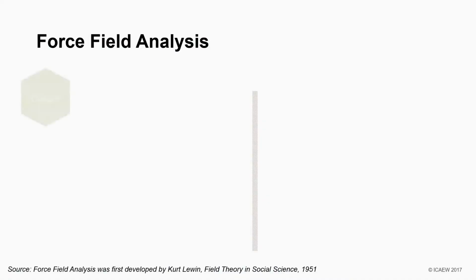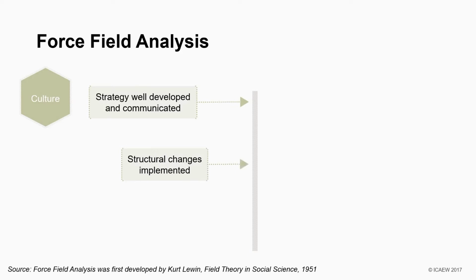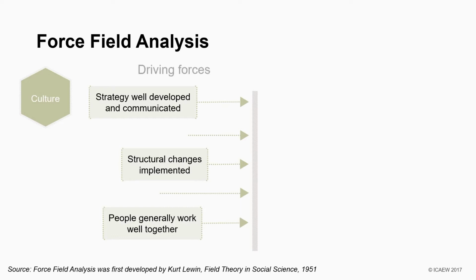Let's take a look at an example. Suppose a structure change has been implemented and you have now realised the structure has impacted negatively on the team culture. First, you think of all the things that will help you achieve your goal. In this example, the strategy, the structure, and the prevailing positive team culture. There may be others. We call these driving forces.